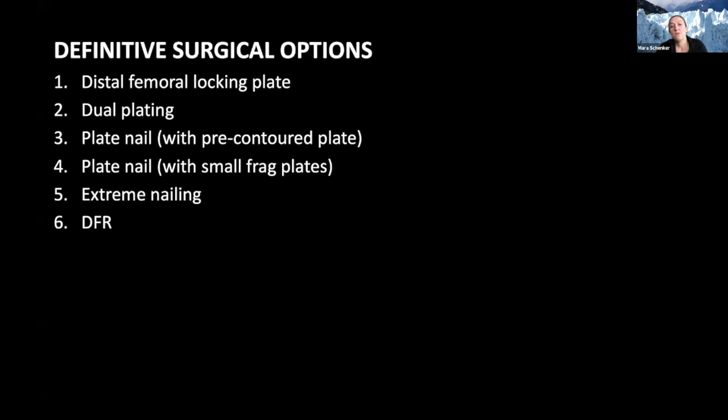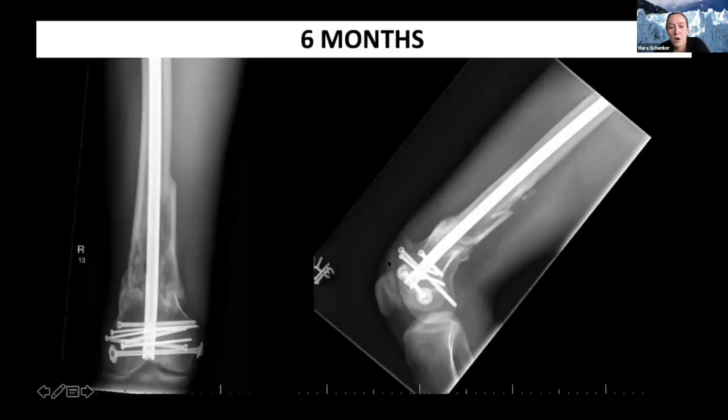So folks still saying distal femoral locking plate. I absolutely don't disagree. And part of the gem of this talk is this is a lot of level 5 evidence based on my own clinical practice. And so it's absolutely an option. Some folks are saying dual plating, plate nail, extreme nailing, 15%. And so for me, same thing as before. This is primarily a metaphyseal injury, and so this one's a nail.